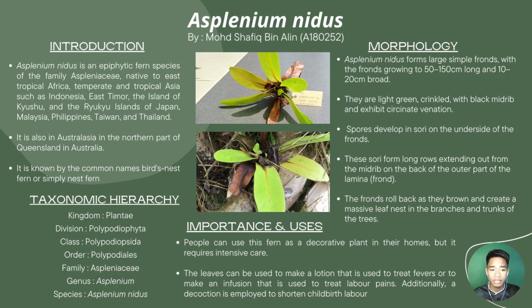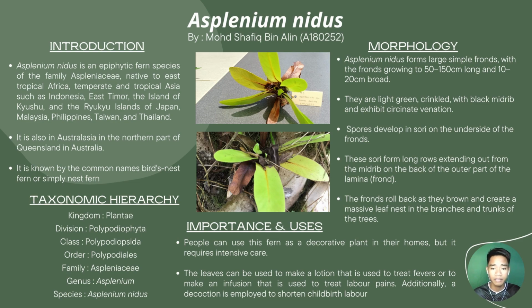Next, for the taxonomic hierarchy, Kingdom Plantae, division Polypodiophyta, class Polypodiopsida, order Polypodiales, family Aspleniaceae, genus Asplenium, and species name is Asplenium nidus. The next is morphology. Asplenium nidus forms large, simple fronds, with the frond growing to 50 to 150 cm long and 10 to 20 cm broad.